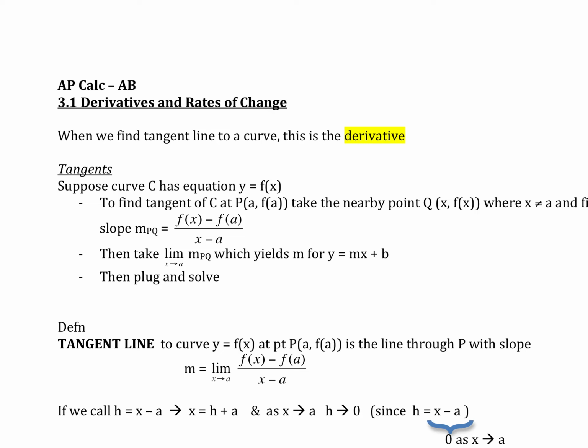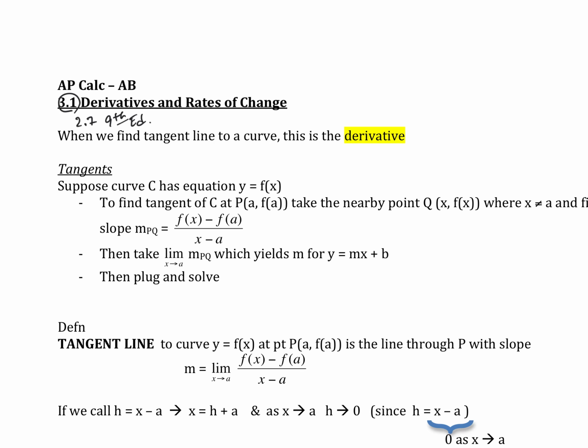Hey everybody, it's Mr. N here, and we are going to talk about the derivative today, along with rates of change, which is 3-1 in the 6th edition, but 2-7 in the 9th edition.